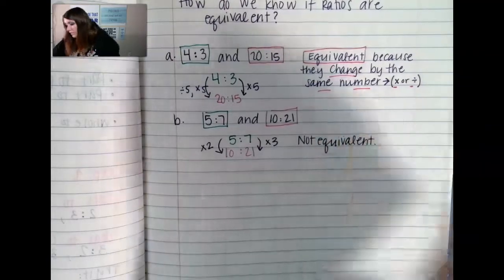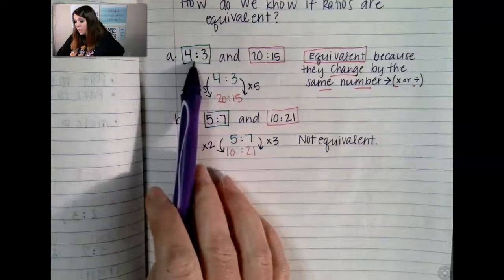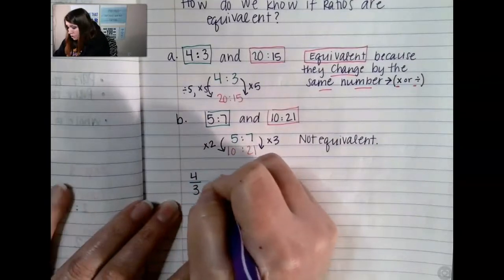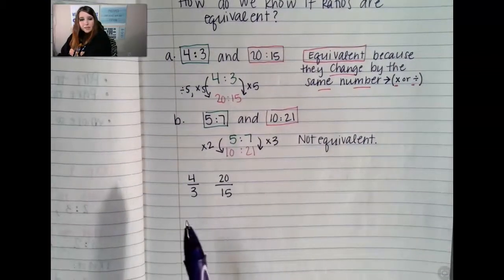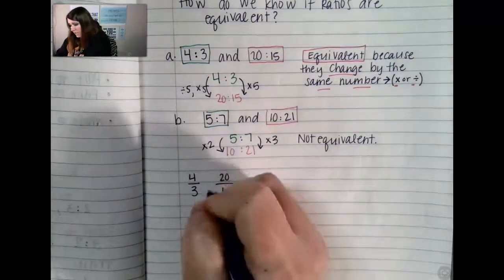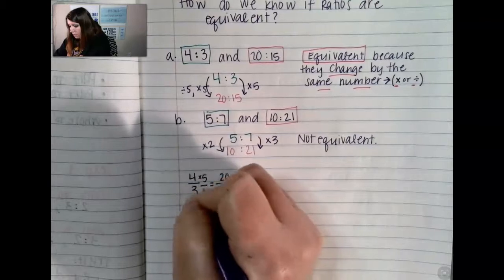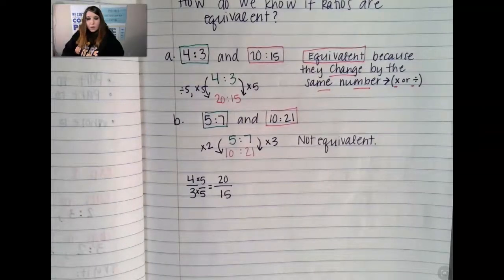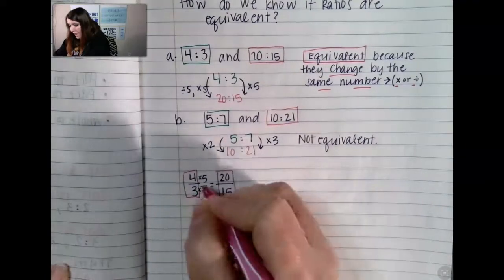Another way that we can look at this is we could set them up as fractions and see if they are equivalent fractions. For example, in this one, I could have looked at 4 over 3 compared to 20 over 15. Did I multiply by the same numerator and denominator to see if these are equal? Well, over here, if I did times 5 over 5, then yes, they would be equivalent ratios because the change is the exact same.